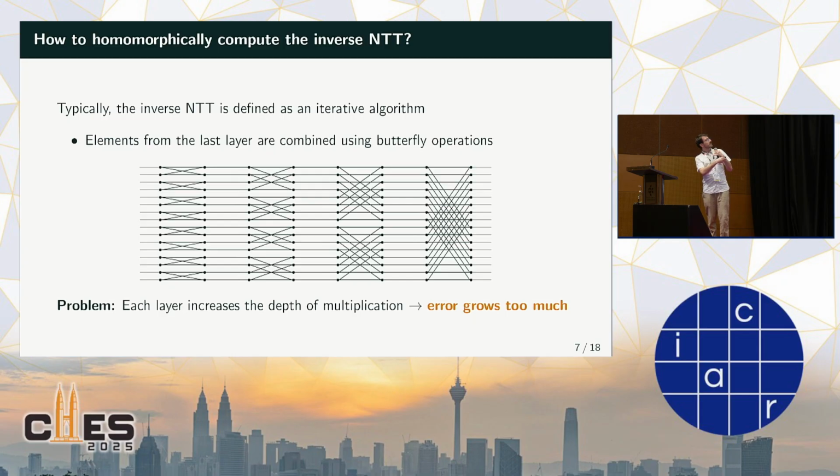But then the elements from the last layers are combined using these butterfly operations. The problem is that each layer will increase the depth of multiplication, because you have to keep multiplying by the twiddle factors in each level. So the error can grow too much.